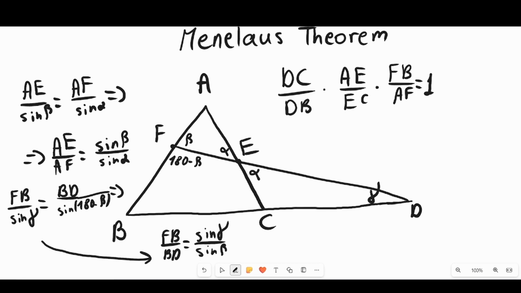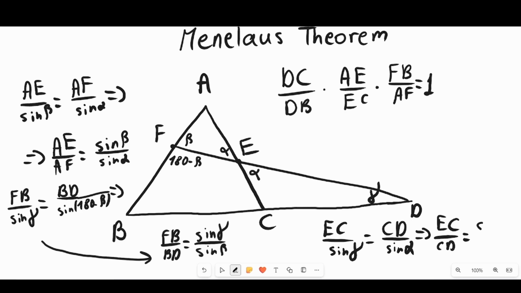And the last triangle is triangle ECD. There we can write that EC over sine of gamma equals CD over sine of alpha. From here we can conclude that EC over CD would be sine of gamma over sine of alpha.